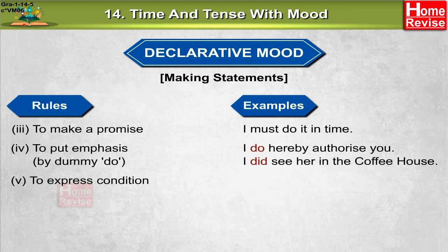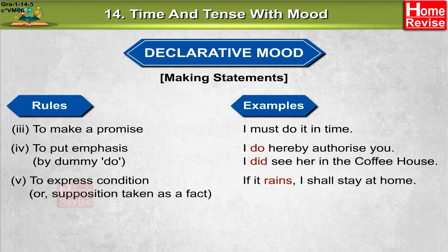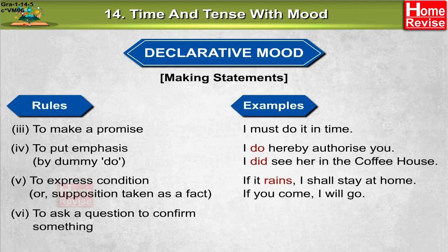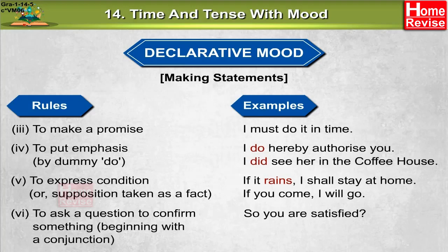Fifth, to express condition. Example: if it rains, I shall stay at home. Or supposition taken as a fact: if you come, I will go. Sixth, to ask a question to confirm something. Example: so you are satisfied? Beginning with a conjunction. Example: then you think it is right?